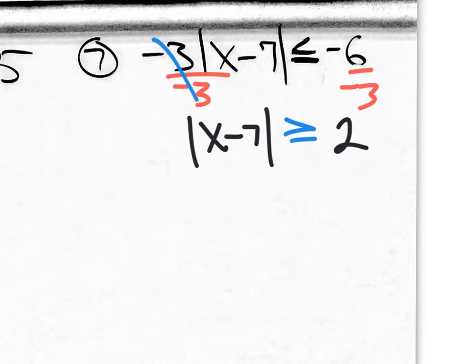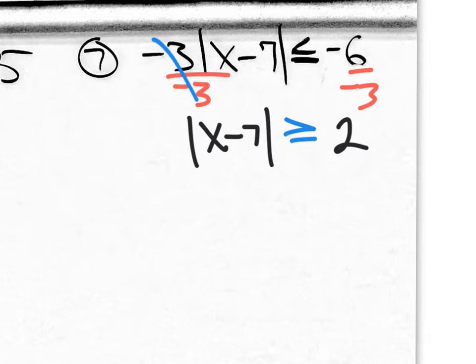And once again, just to remind you, if it were a less than a negative, then you know that would be impossible. You could just stop and say no solution. But we know for a fact that absolute values could be greater than or equal to 2, so we need to continue on with this.